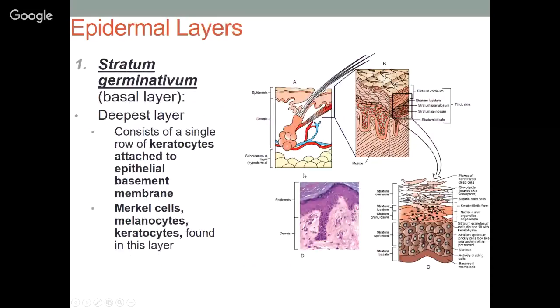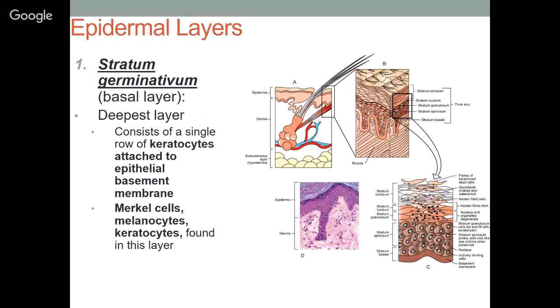So epidermal layers, there are five different possible layers. Now, not all of these layers are present throughout the skin, but there are five layers in the thickest part of the skin. So we're going to talk about all five of them and tell you which parts have all five layers and which mostly have three layers.